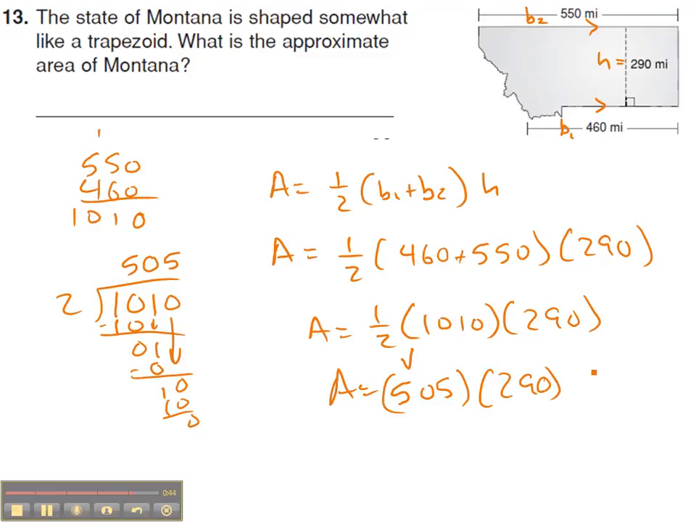Let's see. Running out of time on the video. I'm going to leave this last step to you, just multiplying those two together, and the units would be miles squared. Okay, I hope that helps with the homework, and I'll see you in the morning.